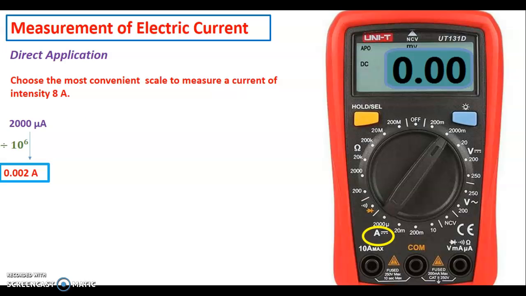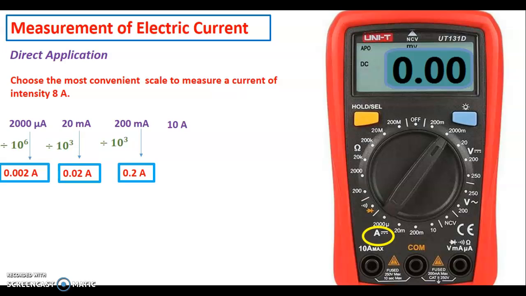From microampere to ampere, we have to divide by 10 power 6. It's 0.002 ampere. From milliampere to ampere, we have to divide by 10 power 3. So we obtain 0.02 ampere. Again, from milliampere to ampere, we have to divide by 10 power 3. So it's going to be 0.2 ampere. 10 ampere is already in ampere, just like the measured current, which is 8 ampere. Now let's check among these four: 0.002 ampere, 0.02 ampere, 0.2 ampere, and 10 ampere.